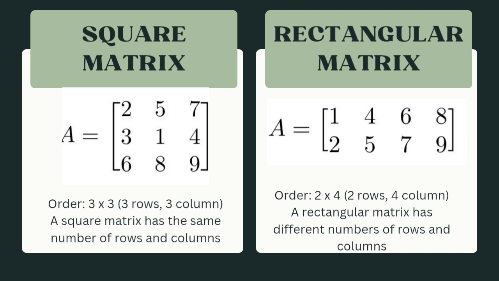Rectangular matrix. A equals 1, 4, 6, 8, 2, 5, 7, 9. Order 2 by 4, 2 rows, 4 columns. A rectangular matrix has different numbers of rows and columns.